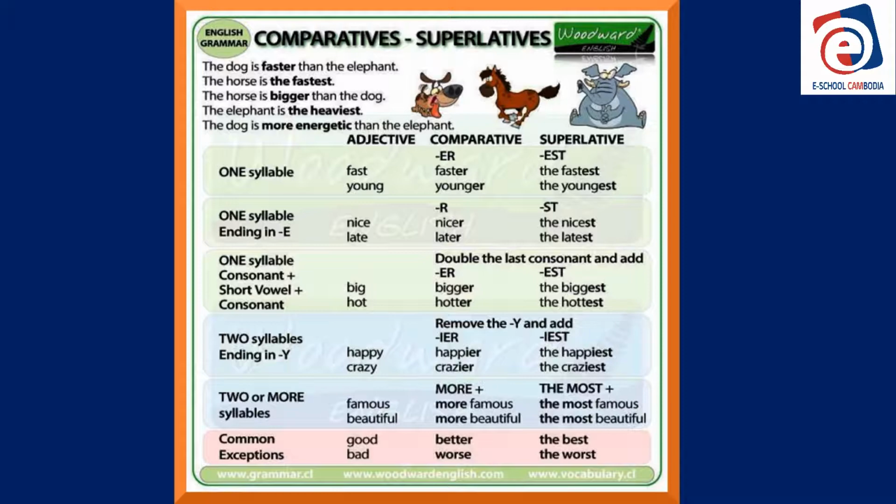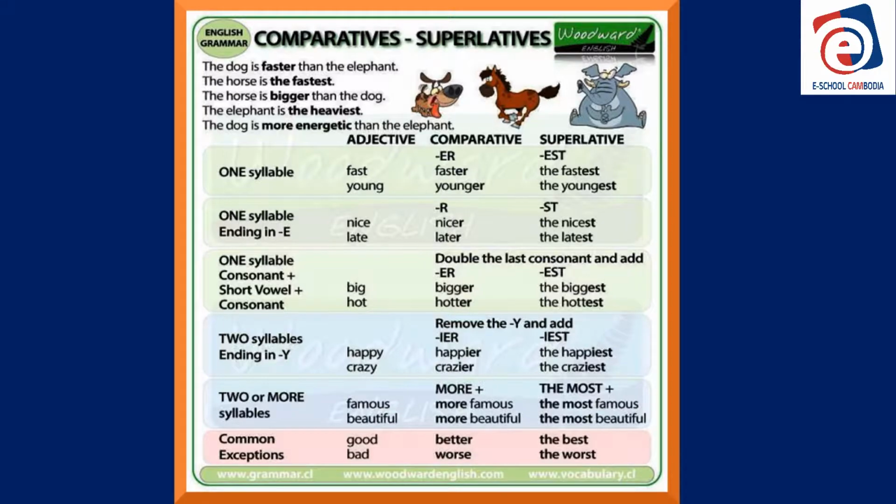One-syllable words ending in E, like rice or late, or nice, you just add R. It already has an E, and so you just add the R, and you just add ST for the nicest. Nice, nicer, the nicest. Okay? You just add ST because the E is already at the end of the word.